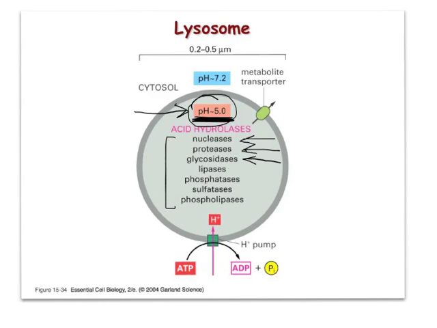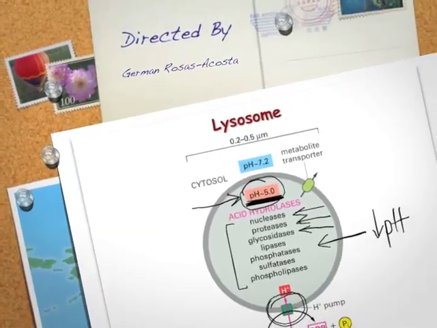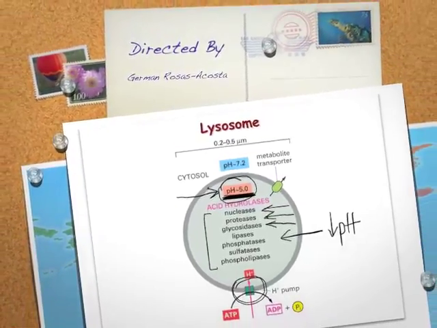By the way, this low pH that is present within the lysosome is achieved by the presence of a hydrogen pump that pumps hydrogen ions into the lysosome, therefore lowering the pH within this organelle. And with this, we finish our study of the secretory pathway.